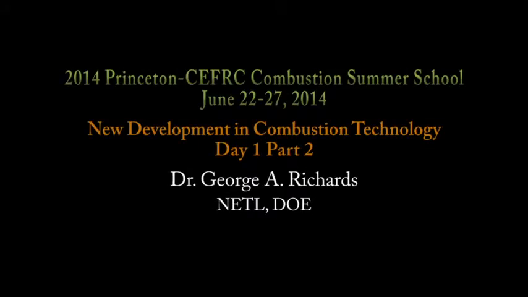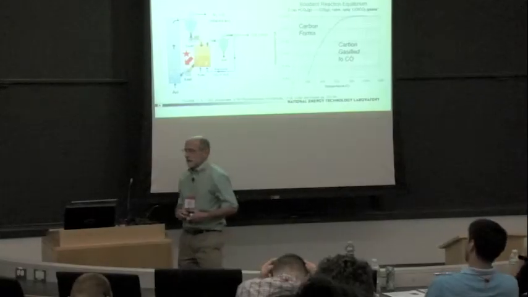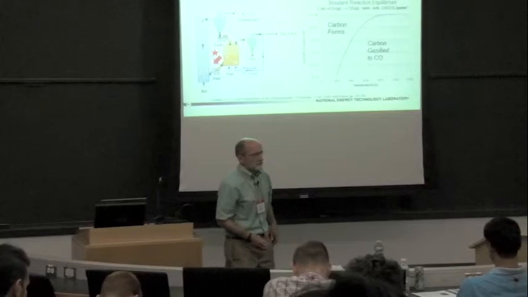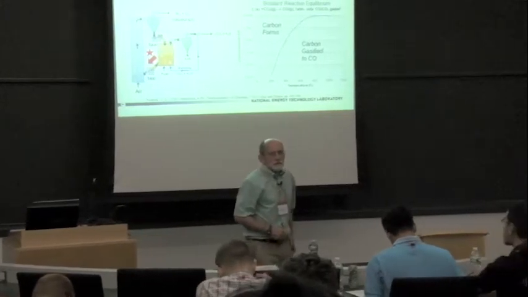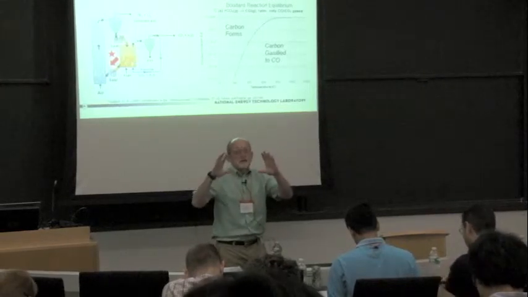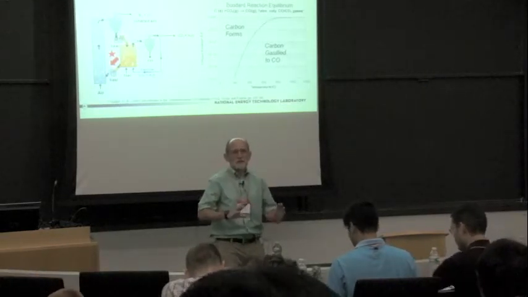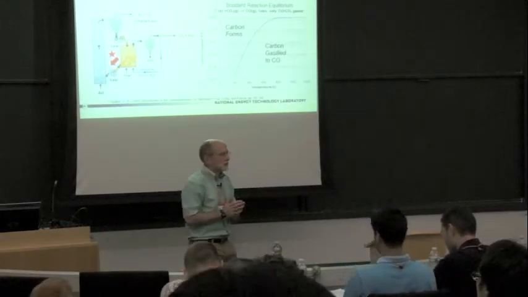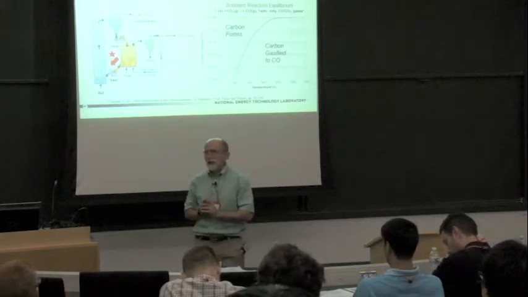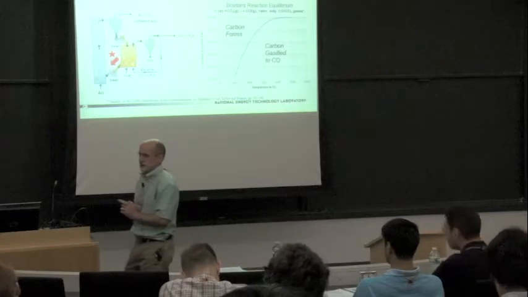Okay, I think we're just about on time here, and so I'm going to pick up here again on chemical looping. We talked about how you get the oxygen into the fuel reactor and what the limits on conversion are there. One thing I didn't touch on was, well, what happens if you're not quite perfect about it?